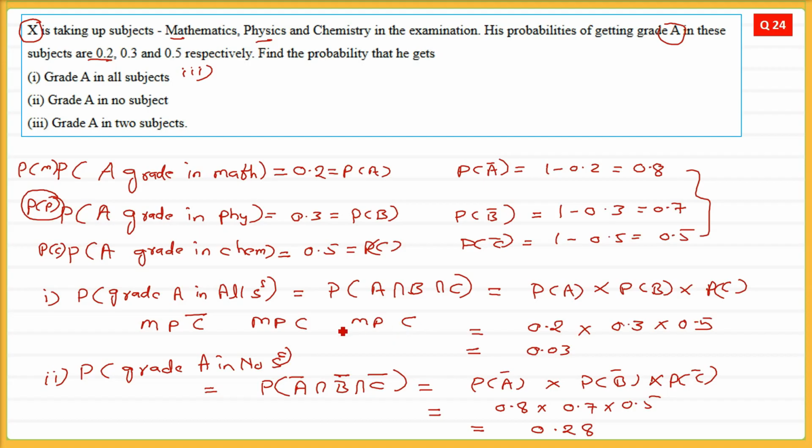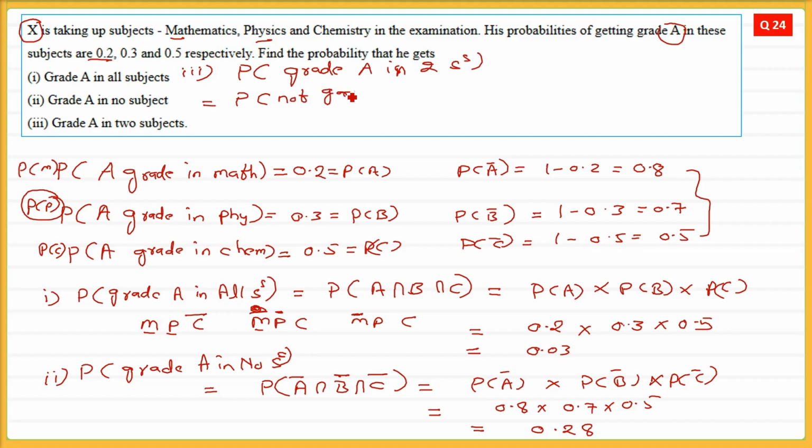So first case, in math and physics A, but in chemistry no A grade. In the second one, math and chemistry A grade but physics not getting an A grade. In the third case, it will be math not, that is not getting A in math but getting A in physics and chemistry. So in terms of probability, we will write like this: getting grade A in 2 subjects, or you can call it exactly 2 subjects or only 2 subjects. All these lines have the same interpretation and the answer.